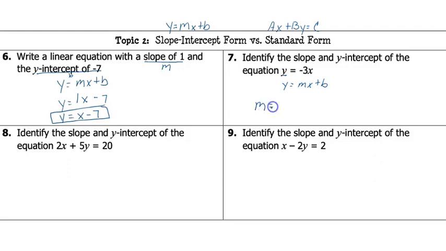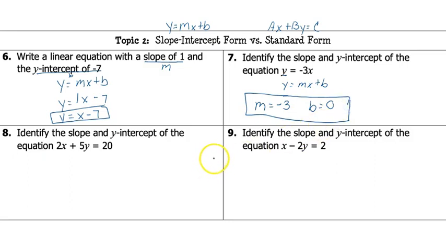So m is whatever's attached to the front of x, so m is going to be -3. And it wants to know what b is, and b is whatever's added to the end. Well, there's nothing added to the end. Nothing's an easy number, that's 0. So my slope is -3, and my y-intercept is 0.